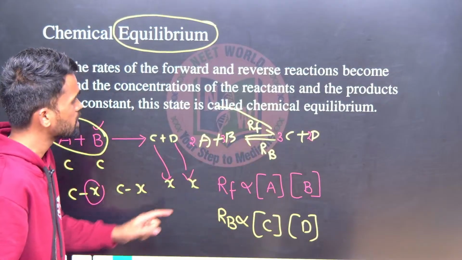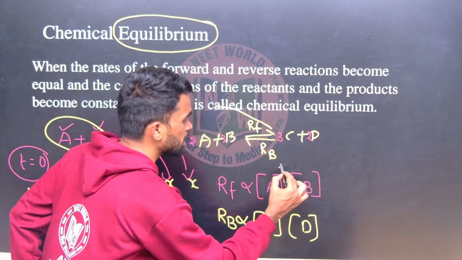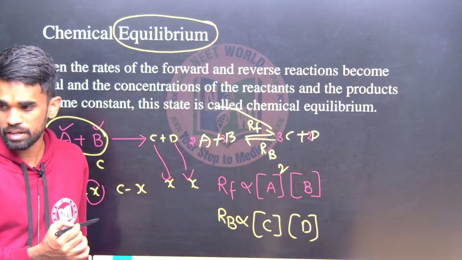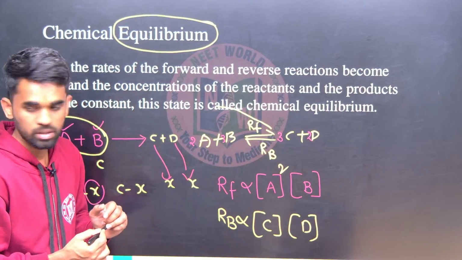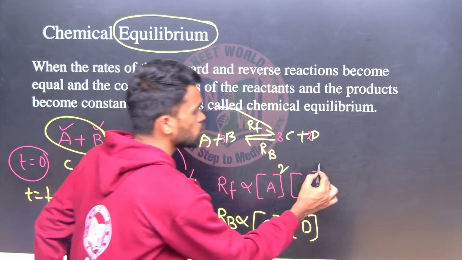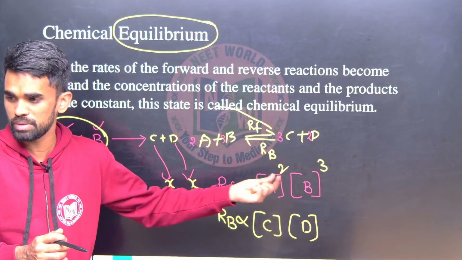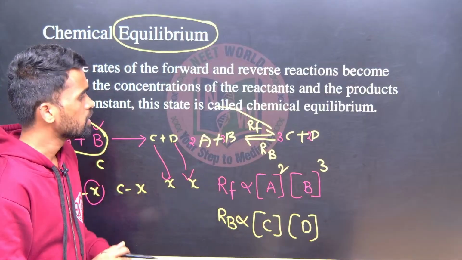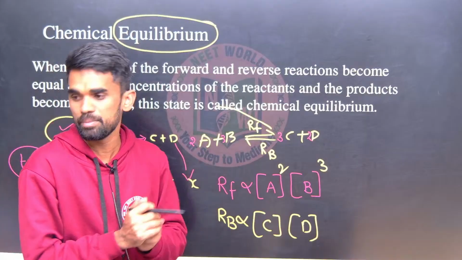So what is the stoichiometric coefficient of A? 2. You should write it as a power to that particular reactant. And what is the stoichiometric coefficient of B? 3 here. You should write 3 as the power. Like this, you need to write the rate of forward reaction and the rate of backward reaction. This will be the scenario if the reaction is an elementary reaction.